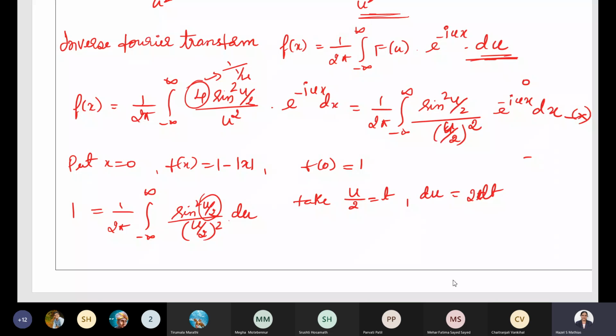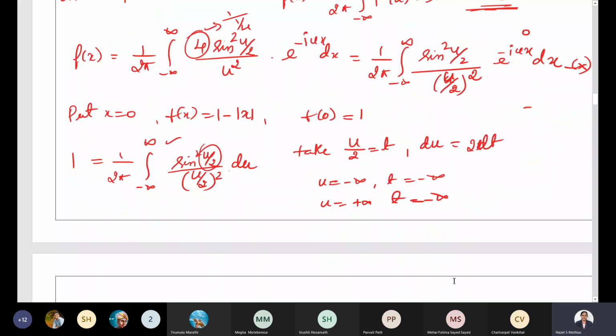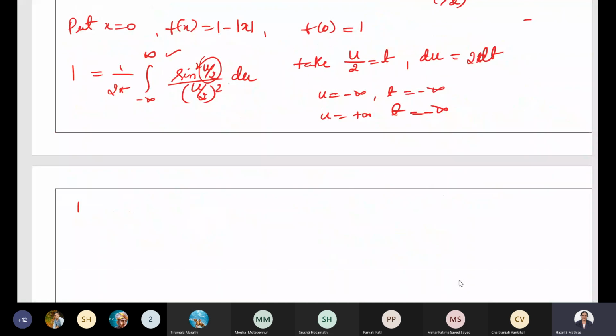Now let's put all these things. Also, the limits you need to check. When u is minus infinity, t is also minus infinity. When u is plus infinity, t is also plus infinity. That's why the limits remain the same. Rest all, let's substitute. So what do we get? 1 divided by 2π integral from minus infinity to plus infinity, u/2 I have taken as t, so it will be sin²t divided by t², into du, and du is 2 times dt. So here the 2 gets cancelled. So what do we get over here?